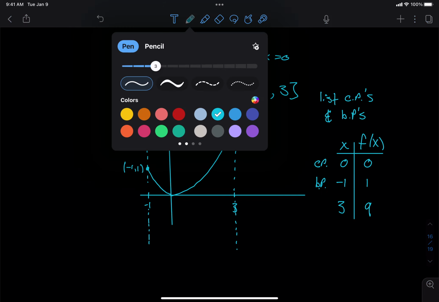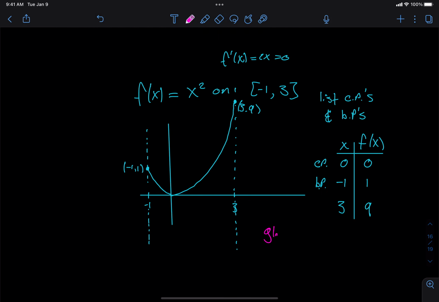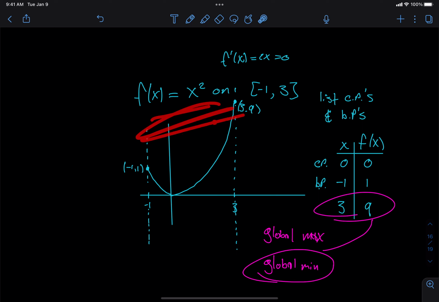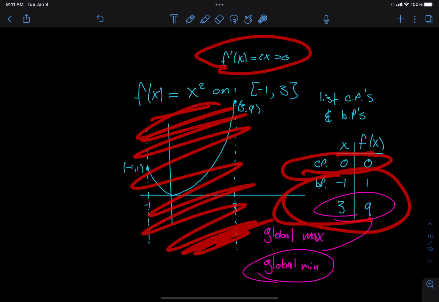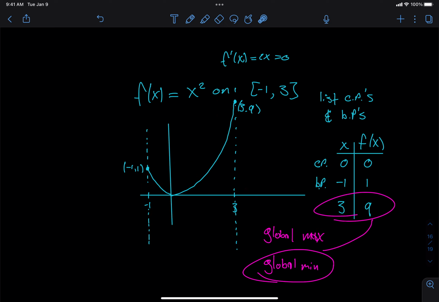So to find the global max, I just check for the tallest point. This is the global max. And for the global min, I just look for whichever point is the lowest. Even if you didn't have this picture, you can still find the critical points and make a table, and the x values in the table will be all of my critical points plus my boundary points. Then I check the value of the function at each of those x values and pick the highest one. That will tell us where the tallest point is in between these two goalposts. In this case, it happens to occur at 3, 9.